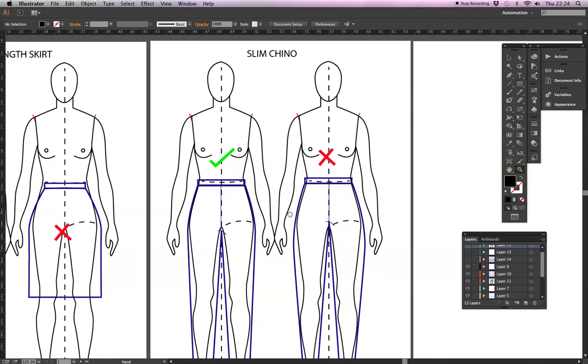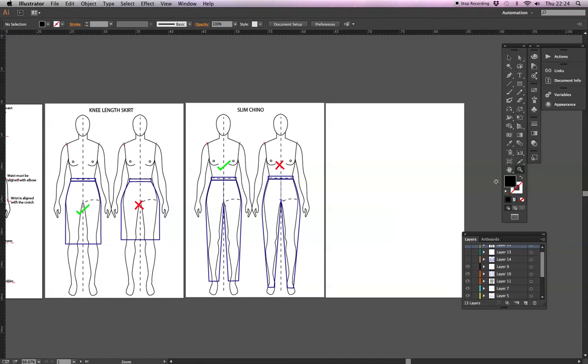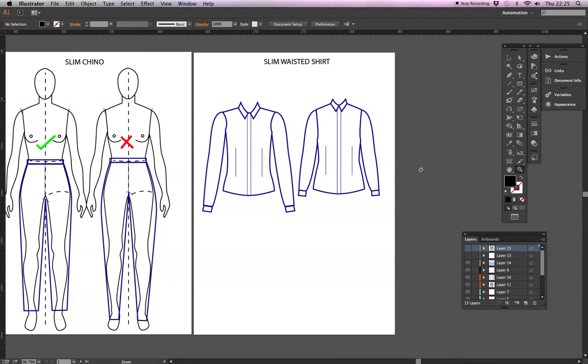Now, as I said to you before, this is just proportions for a slimline chino. You will have to look at your own design and make sure that it relates to your own illustration or your own concept. And let's just look at one last one actually, just to get a bit more from this. So let's have a look at this shirt, for instance. So we've got a slim-waisted shirt. If we're saying it's slim-waisted, we're expecting it to have darts, because if it's a woven fabric it needs darts in order to be quite fitted.